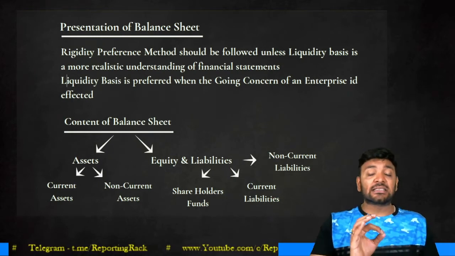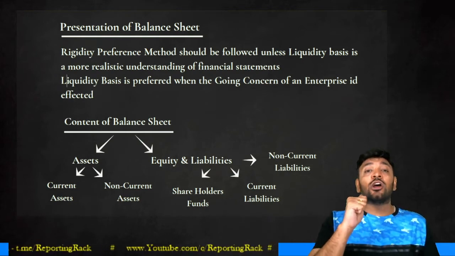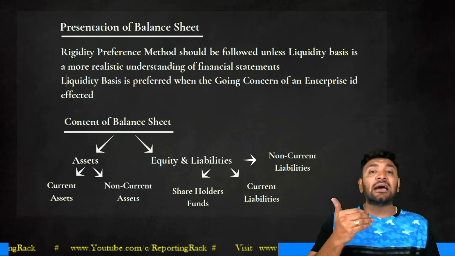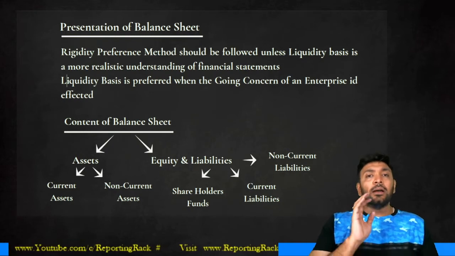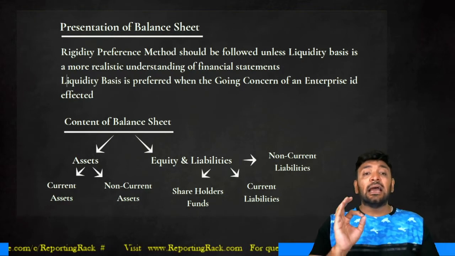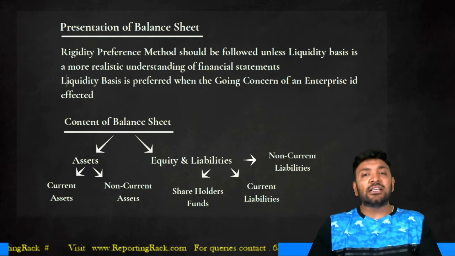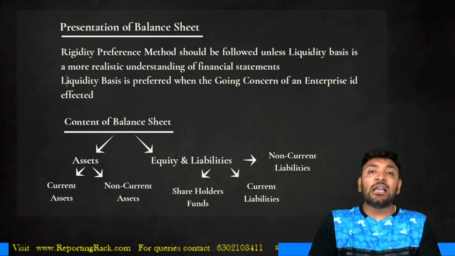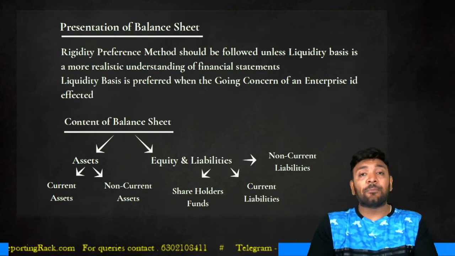As far as your liability is concerned, the first liability to be presented in the order of rigidity is your long-term loans. Long-term loans is the first thing, and going on, you will have creditors and bank overdraft, which is the most liquid liability. Clear? However, it says that I'll follow a rigidity preference method unless a liquidity basis is a more realistic understanding of financial statements. Then my question is, what is the case where liquidity basis is more realistic? When are the financial statements of an enterprise presented on liquidity preference method instead of rigidity preference method?